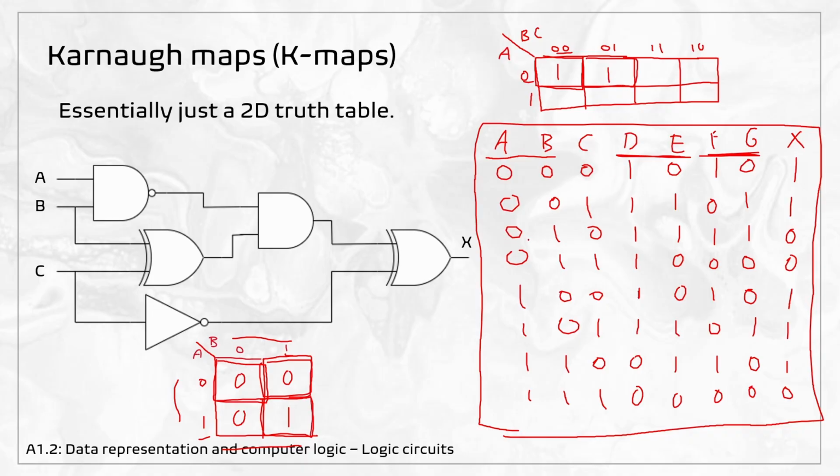Now 0, 1, 0 is right here because A is 0, B is 1, and C is 0. That's going to be a 0. And now 0, 1, 1 will be this square, because 0, 1, 1 will also be a 0. Now 1, 0, 0 is going to be this square, which is going to be 1. 1, 0, 1 is going to be this square, which is going to be 1. 1, 1, 0 is going to be this square, which is going to be 1. And 1, 1, 1 is going to be this square, which is going to be 0.